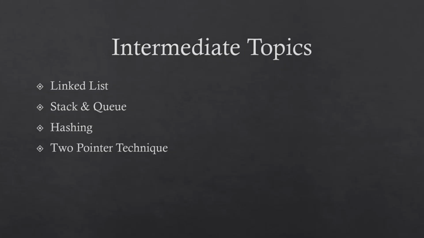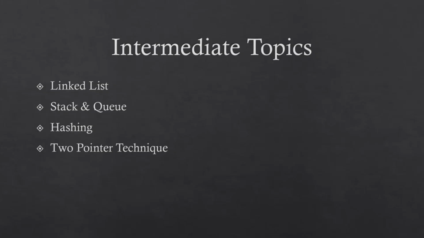Okay, so you will learn about it more. Then hashing. Hashing is used to convert data into a unique identifier, a unique number. So for that purpose we use hashing. Then you should learn a concept called the two pointer technique. It is used to solve DSA problems. You should learn this technique after this. So these are the intermediate topics.